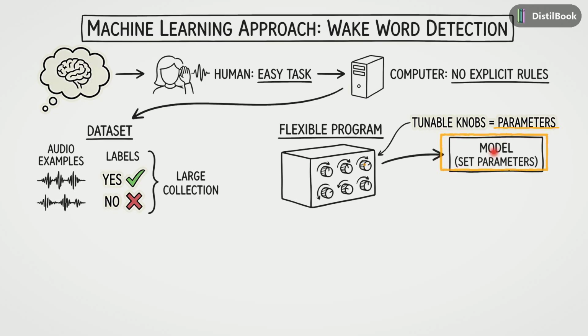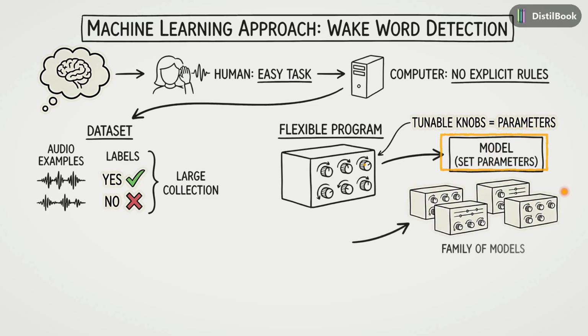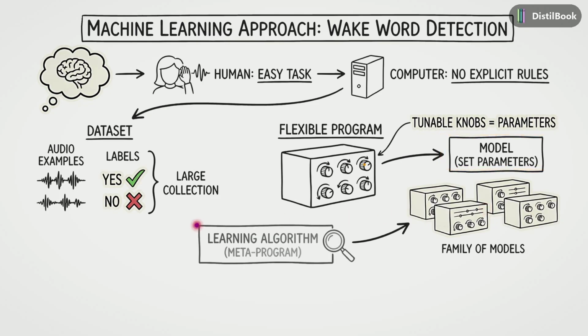And because there are infinite ways to set these knobs, we have access to an entire family of models. So, how do we find the right setting? That is the job of the learning algorithm. This is a metaprogram, code that writes code. It uses the dataset to guide its search through the family of models.